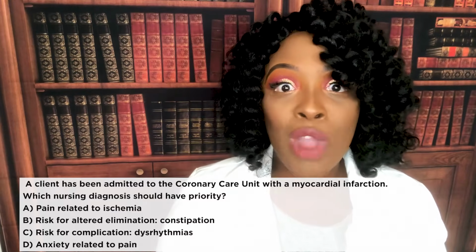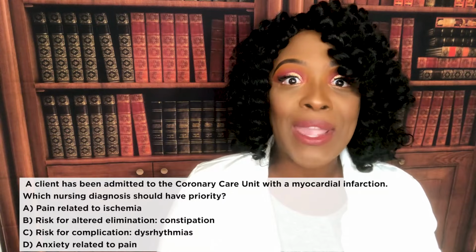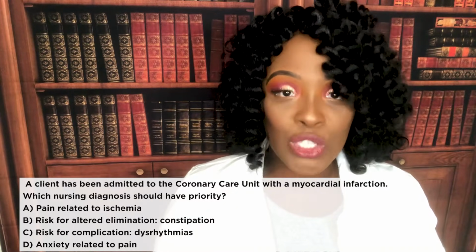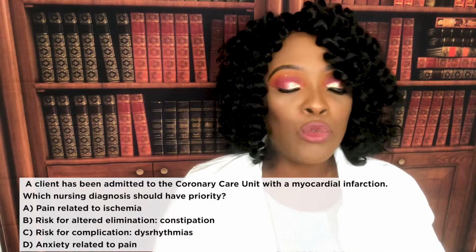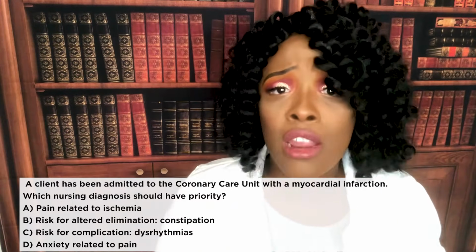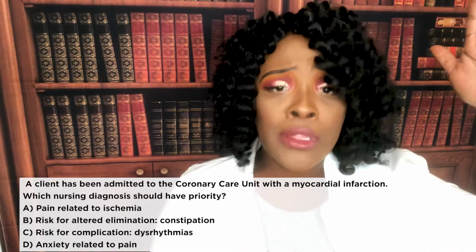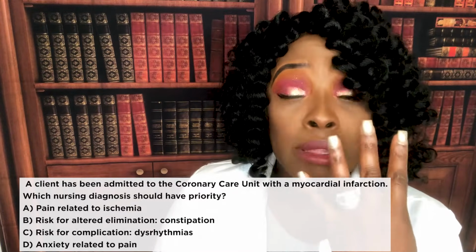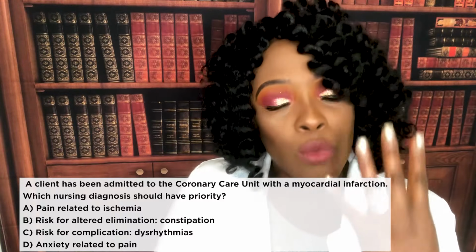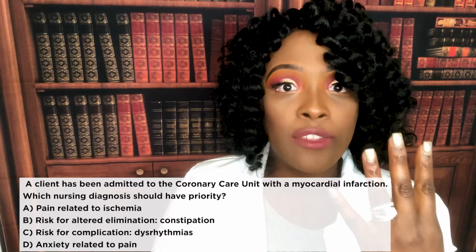All right, guys, if you've been watching my videos for a while, I know you know what this answer is. A, pain related to ischemia. So guys, you know I say this all the time. Pain never killed anybody. When it comes to Maslow's hierarchy of need, physiological integrity, pain's all the way up there, right? It's not a priority, except in 4 situations. In 4 situations, pain is such a priority that it can be life or death for a patient.